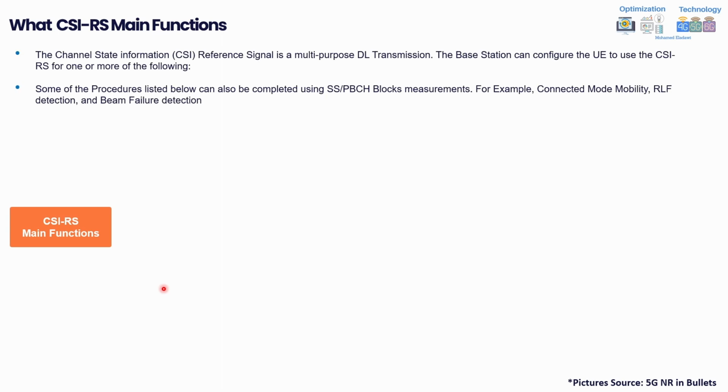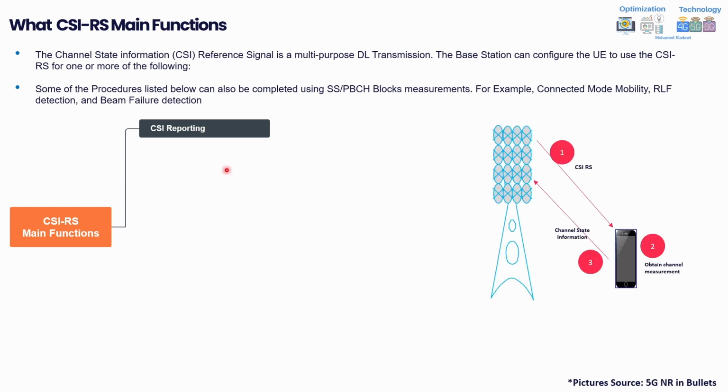The first part is about the main functions that can be served by the CSI-RS. CSI-RS covers multiple, multi-purpose functions in the downlink. If you look at the first part here, it covers something called CSI reporting. What does CSI reporting mean? CSI stands for channel state information. Initially, the gNB sends the configuration and transmits the CSI-RS to the UE in the downlink. Then the UE starts obtaining the channel measurement through the CSI-RS.